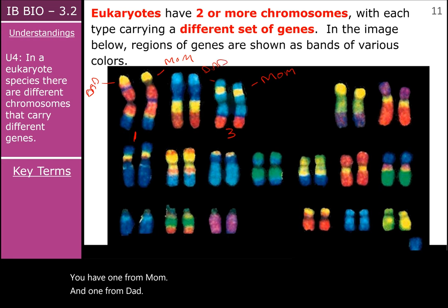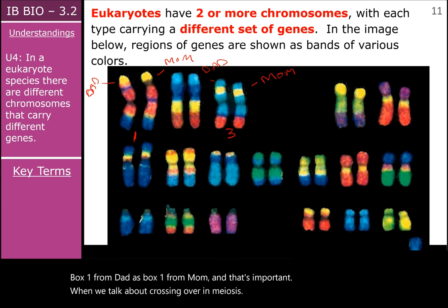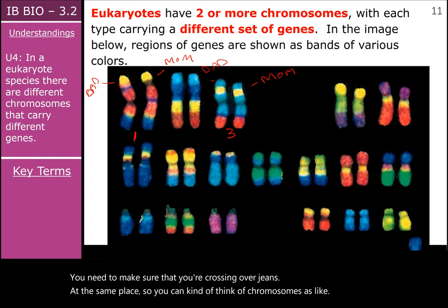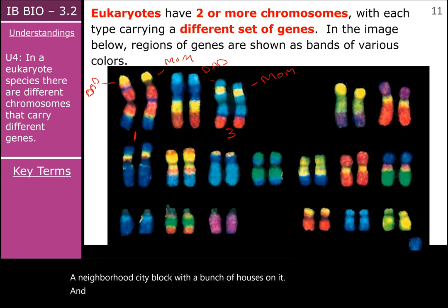Now, chromosomes, like I said, are moving boxes, and the same genes are located in box 1 from dad as box 1 from mom. And that's important. When we talk about crossing over in meiosis, you need to make sure that you're crossing over genes at the same place. So you can kind of think of chromosomes as like a neighborhood city block with a bunch of houses on it. And the addresses for the houses on your dad's block have to match the addresses on your mom's block.